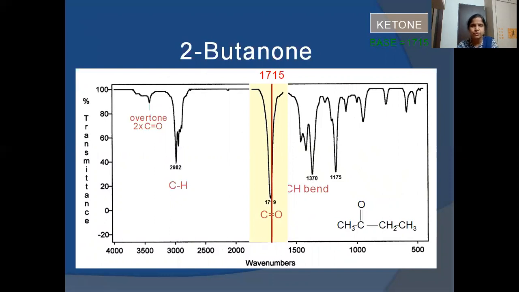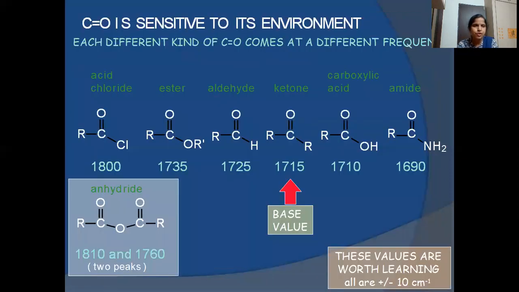Now this is for ketone. Suppose we take an example of all the different functional groups which have C double bond O: acid chloride, esters, aldehyde, ketone, carboxylic acids, amides. How the vibrational frequency changes, we have already covered in our previous sessions. That is because of the effects, that is inductive effect and mesomeric effect. Because of these effects, the vibrational frequency will change.